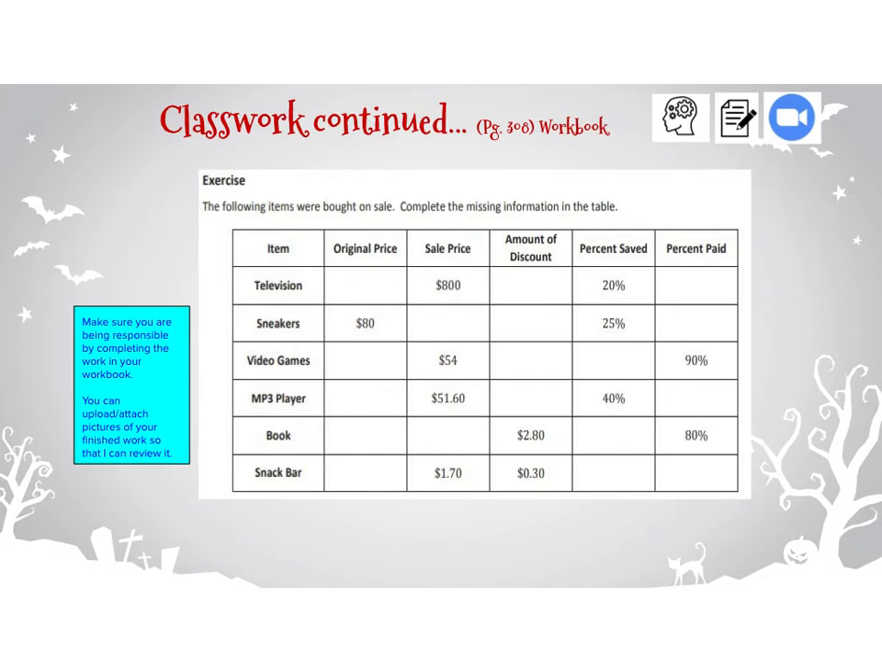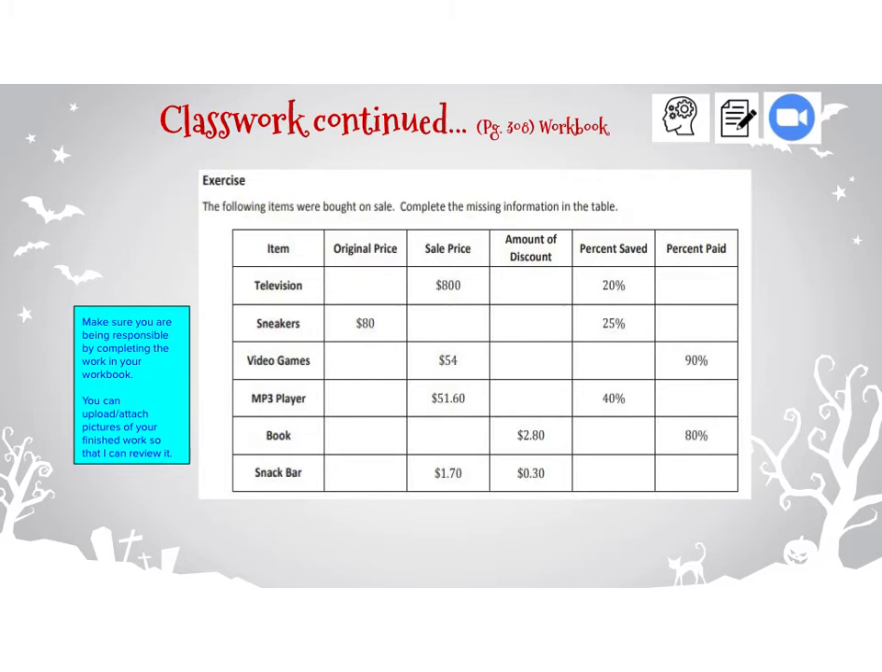So this is on 308. It says the following items were bought on sale. Complete the missing information in the table. So if we know that the sale price is 800, what is the original price? Let's see. And then what is the discount and what are they paying? I would say set the timer for 20 minutes and work on this, because I don't know if you can complete the whole thing. But anyway, I'm going to do some work down here.